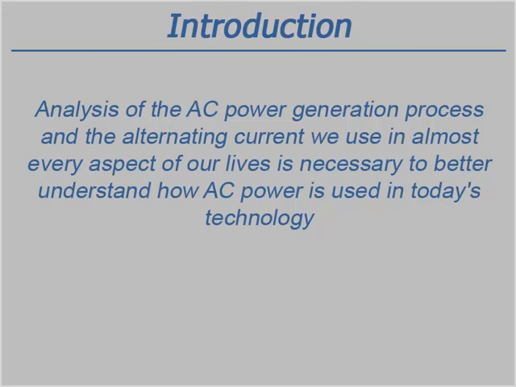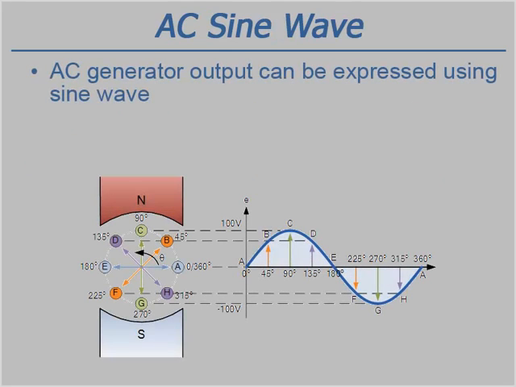Analysis of the AC power generation process and the alternating current we use in almost every aspect of our lives is necessary to better understand how AC power is used in today's technology. As we have discussed previously, the output voltage of an AC generator can be expressed graphically by use of a sine wave. When a voltage is produced by an AC generator, the resulting current varies in step with the voltage.